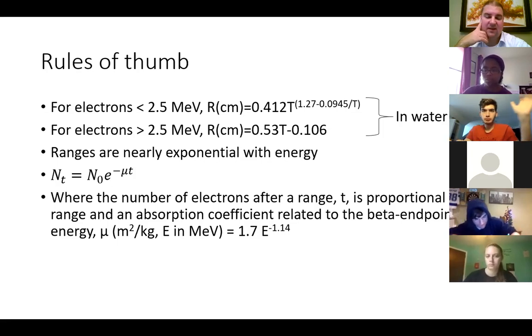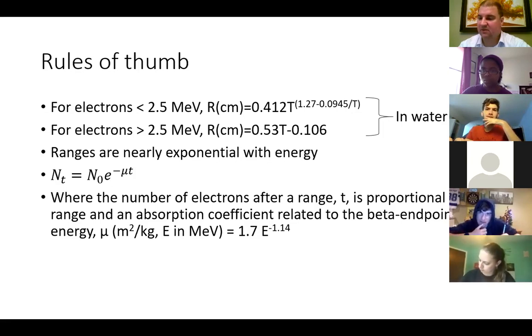Now the nice thing for kilograms per square meter is that it is about 1,000 times smaller than grams per cubic centimeter.